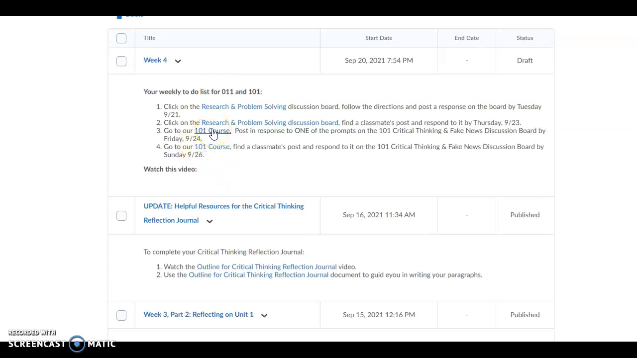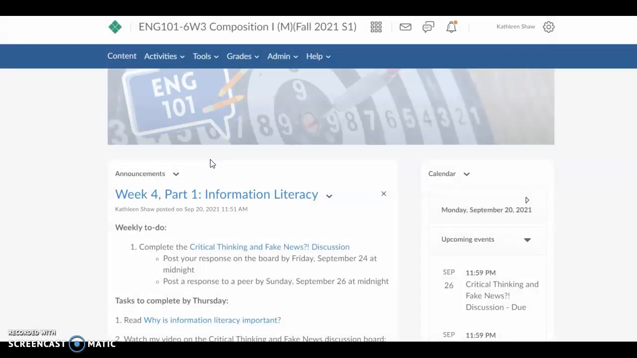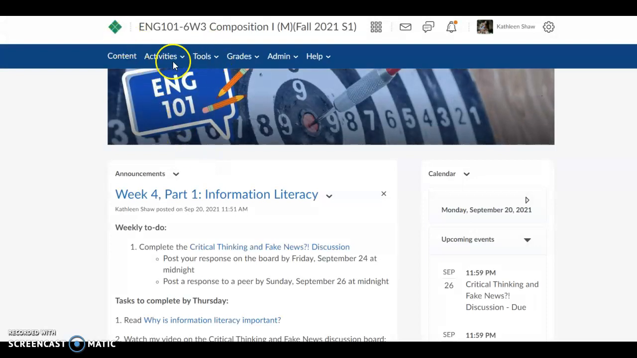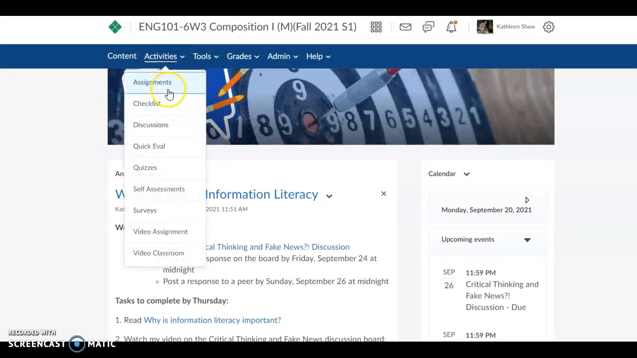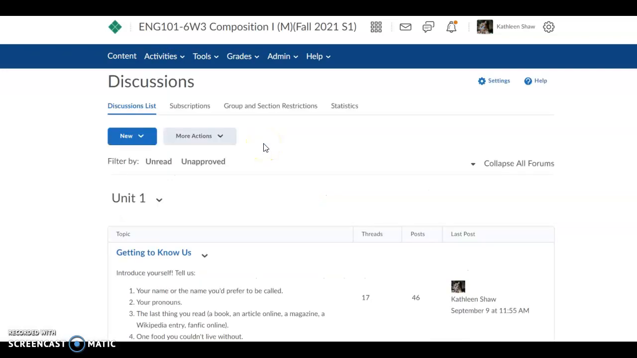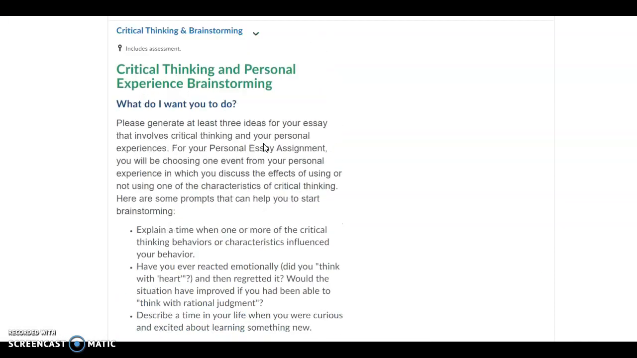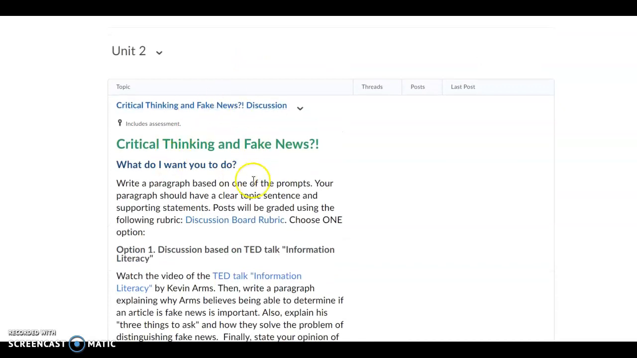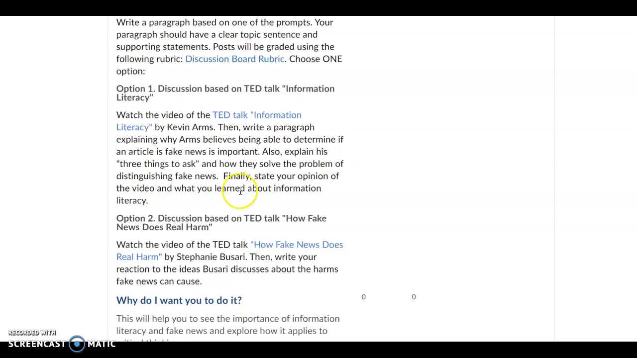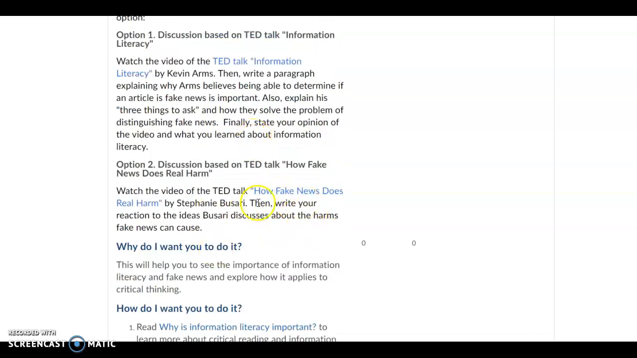In the 101 course that's linked, you're going to want to go to the discussion board. So go to activities, discussions, because what you're working on is this discussion board, critical thinking and fake news. You have 2 options. Choose one option. For each of the options, you're going to watch a video, and then you're going to answer the questions that go with it. And then by Sunday, you're going to respond to a peer. So that's really all that you have to do.